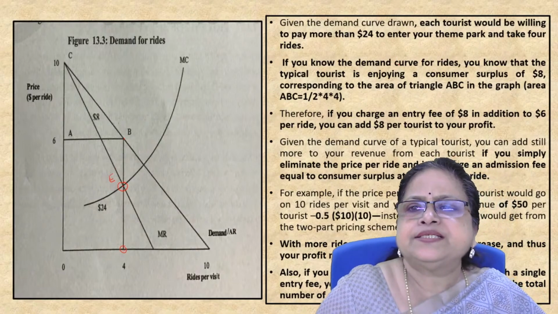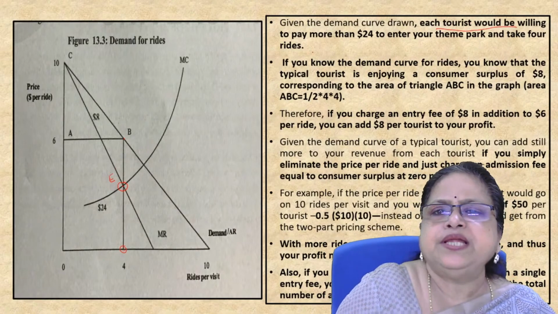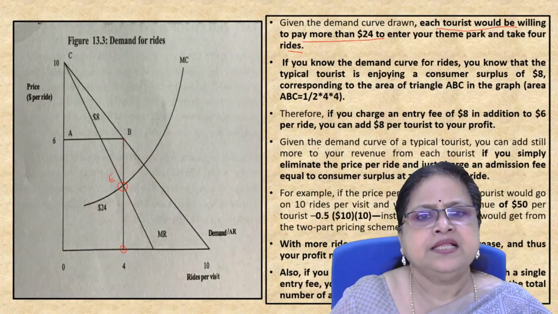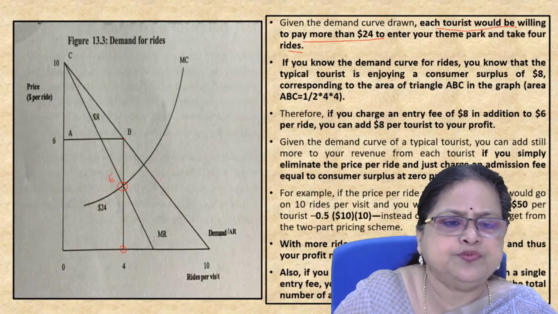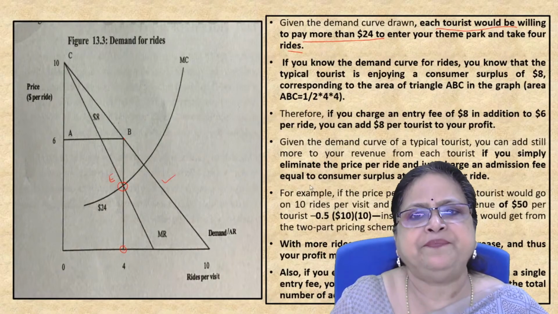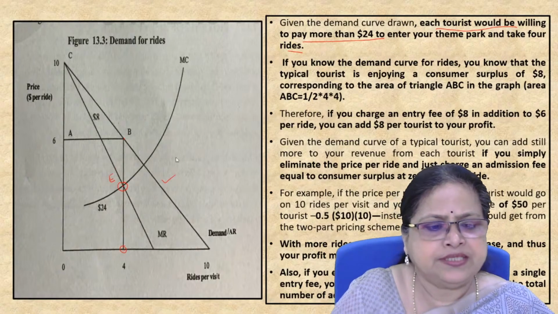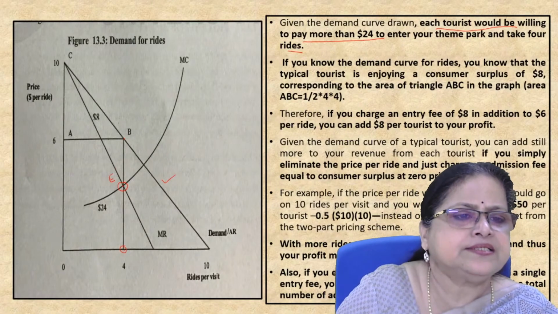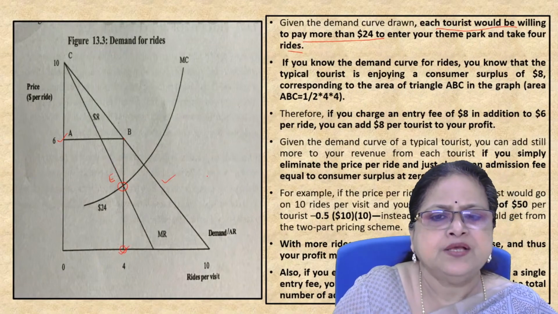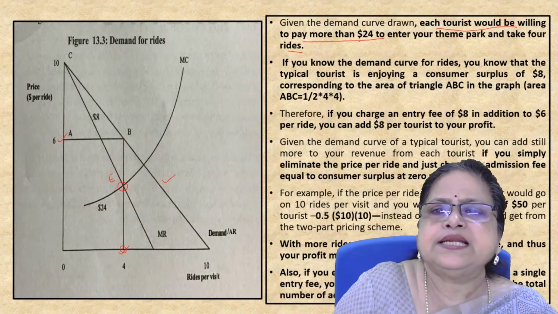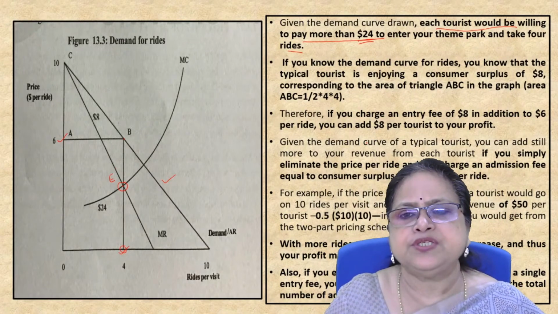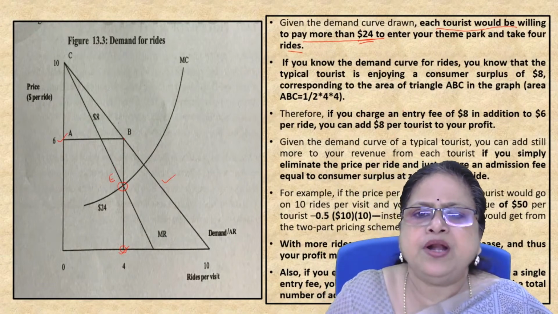So for 4 units, what is happening? Each tourist would be willing to pay more than 24. That is the seller's idea. The seller knows the demand curve of the consumer, and the seller knows that the consumers will be more than happy to pay more than 24. This is 4 and this is 6. Look at this. This is 6 rupees for 4 rides. So 6 into 4 is 24, which can be charged by the seller. Now the seller thinks that the consumer is going to pay more than 24. So what will he do?